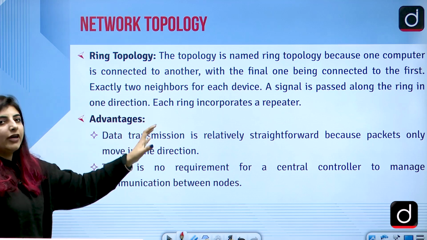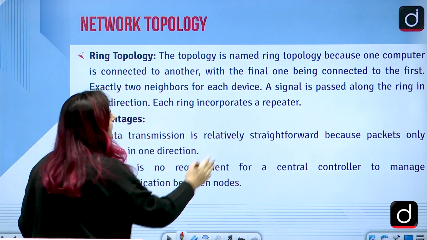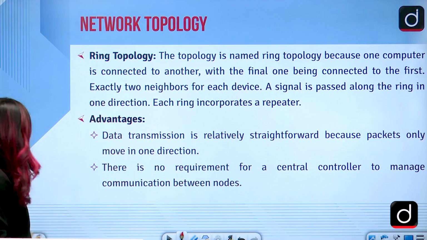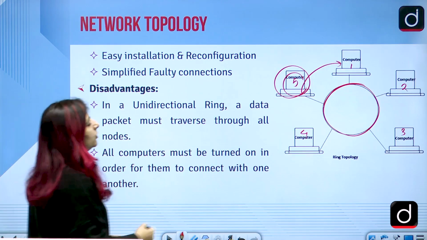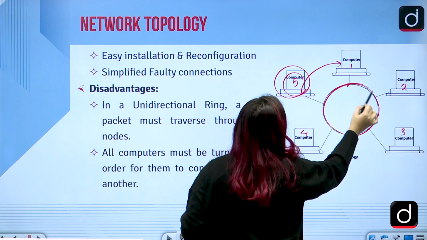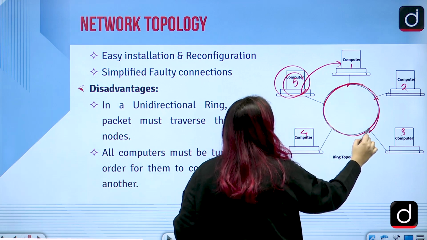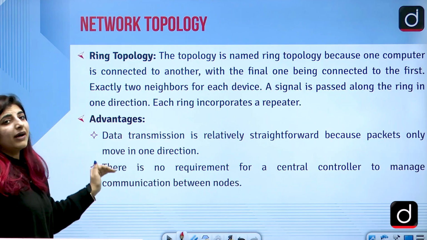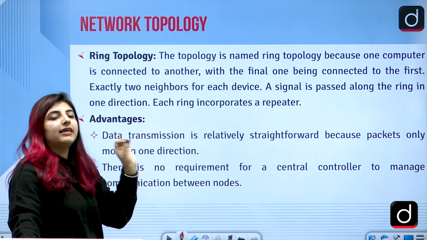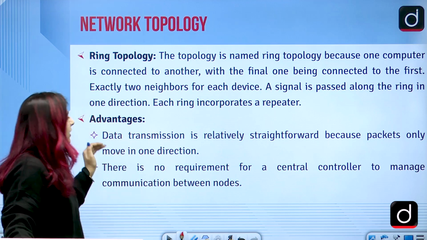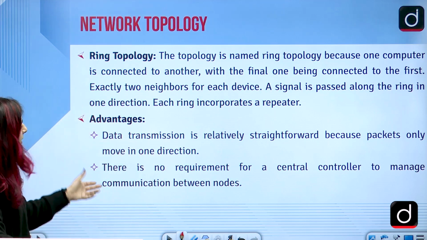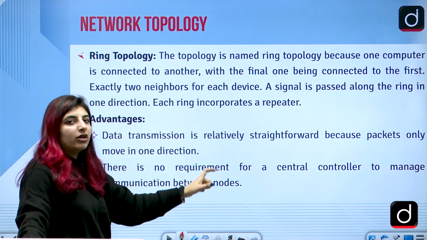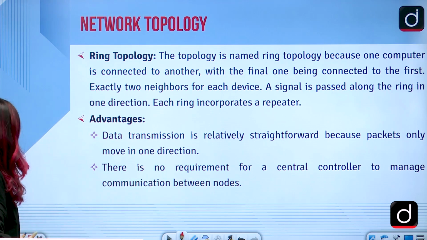Exactly 2 neighbors for each device. A signal is passed along the ring in one direction and each ring incorporates a repeater. So whatever signal is passed from this device to this, it will have to pass through the other device. Advantages: data transmission is relatively straightforward because packets only move in one direction. Correct? There is no requirement for a central controller to manage communication between nodes.